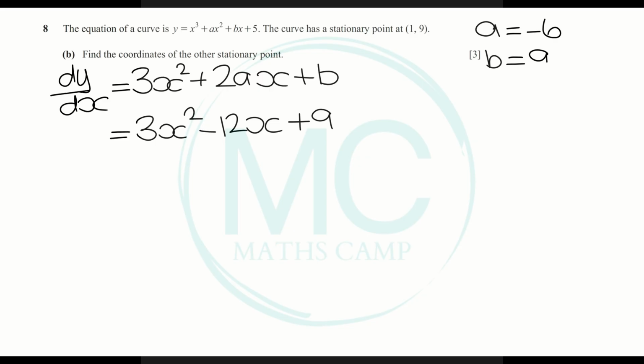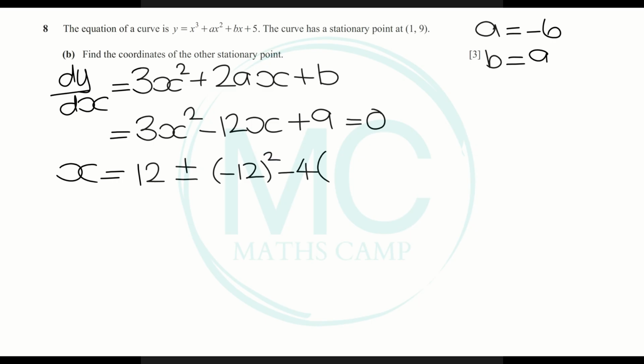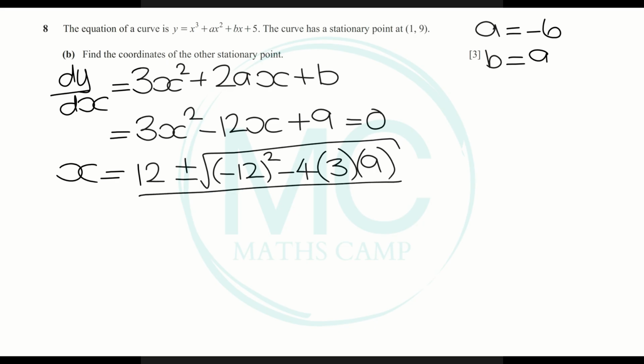We are looking for the coordinates of a stationary point, so we can make our equation equal to 0. To find x, let's use the quadratic formula. You can say x is equal to negative b. B is negative 12, so this becomes positive 12, plus or minus the square root of b squared, negative 12 squared, minus 4 multiplied by a, which is 3, multiplied by c, which is 9, all over 2 multiplied by 3, which is 6.